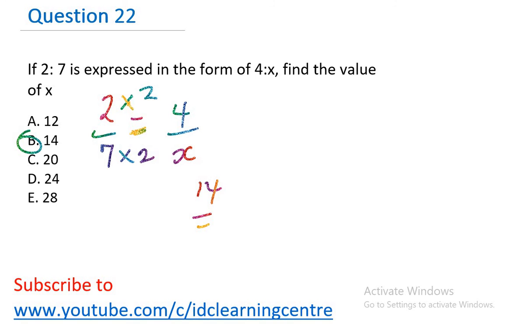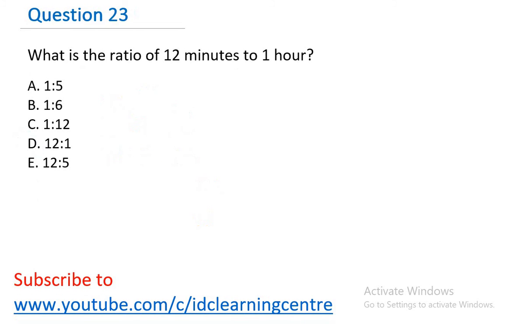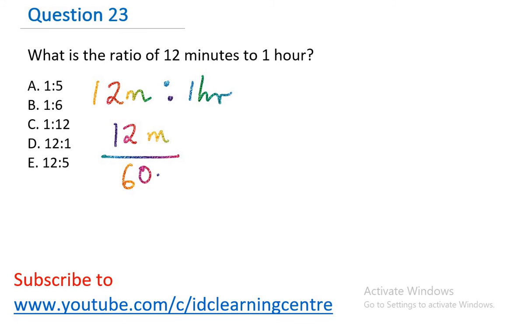Okay, let's look at question 23. This question says, what is the ratio of 12 minutes to 1 hour? So I can write this as 12 minutes ratio 1 hour. Remember that I said ratio means division. So this is the same as saying 12 minutes divided by 1 hour, which is 60 minutes. 60 minutes make 1 hour. So I'll write 60 minutes here because the units must be the same.